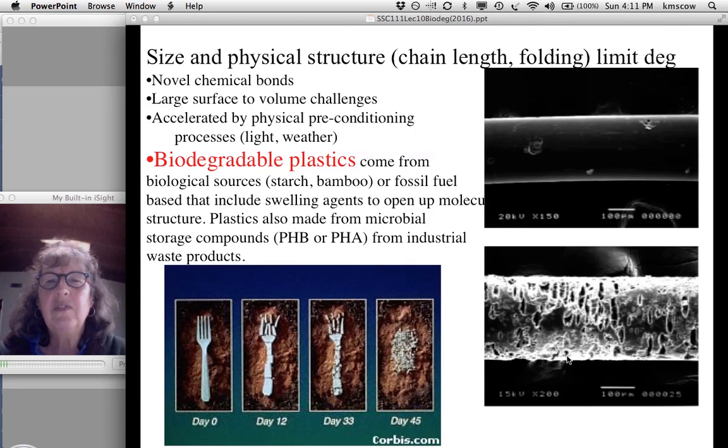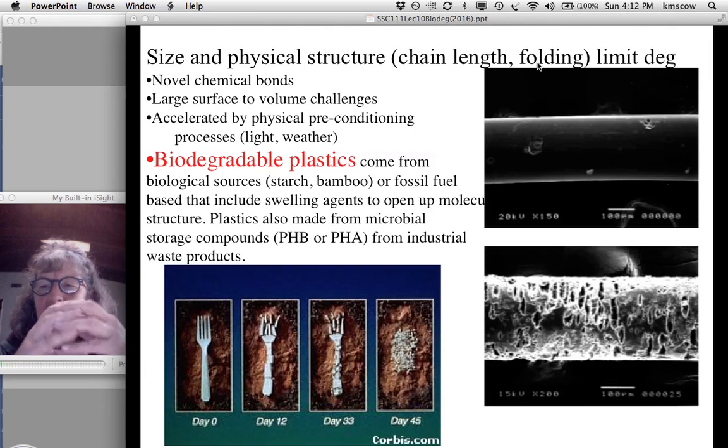So here's some factors that influence the degradation of compounds. So these are very general relationships we're looking at. So we already know from the aliphatics that the chain length, like how big it is, is going to affect its rate of degradation, and also whether the molecule is folded on itself.